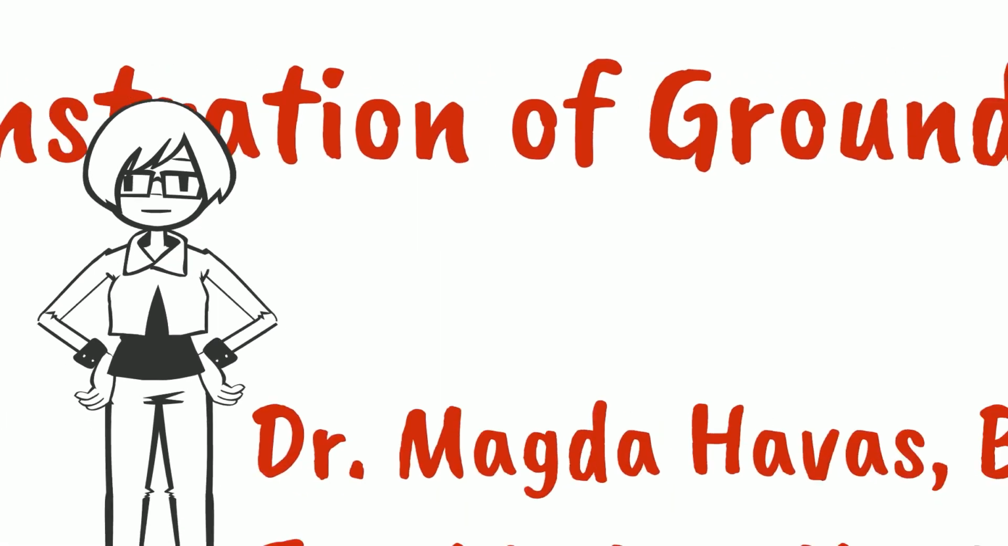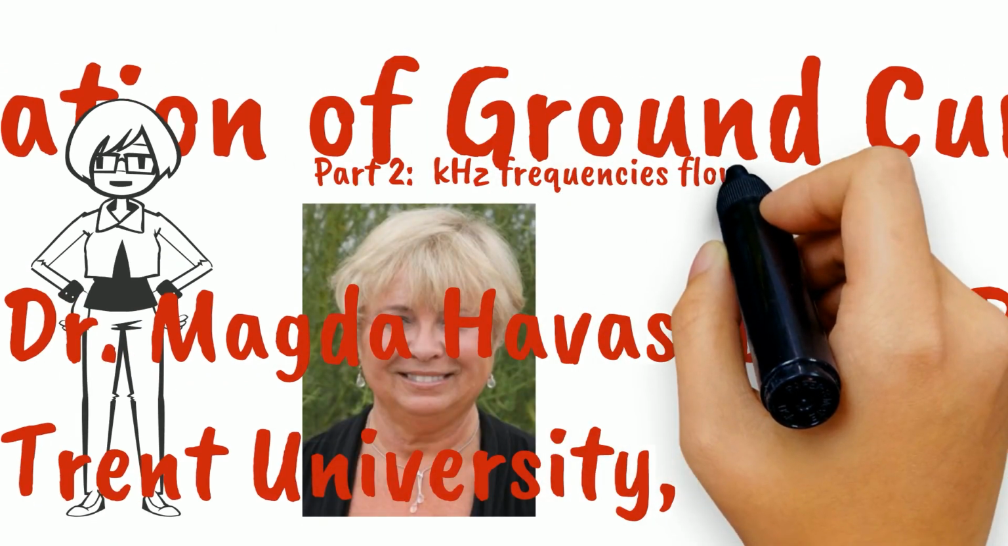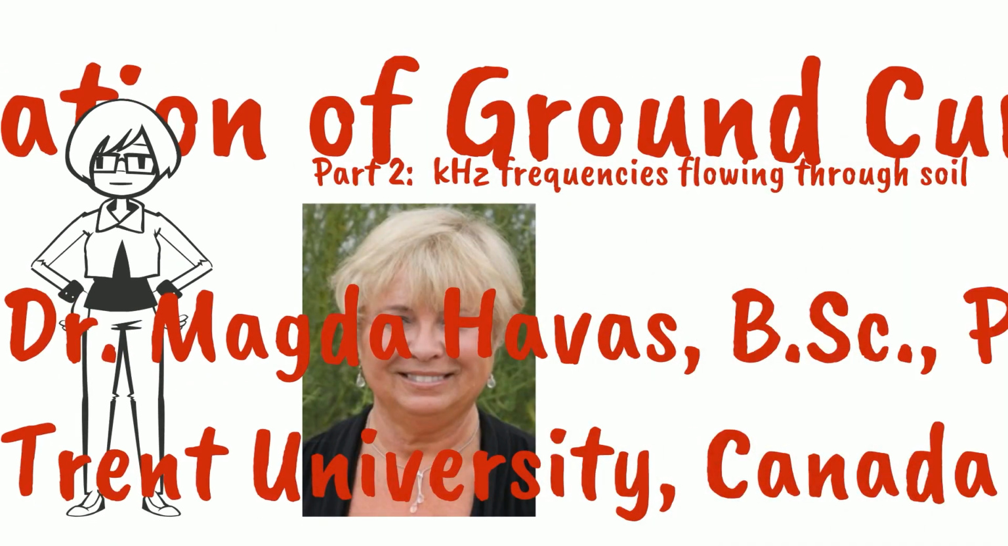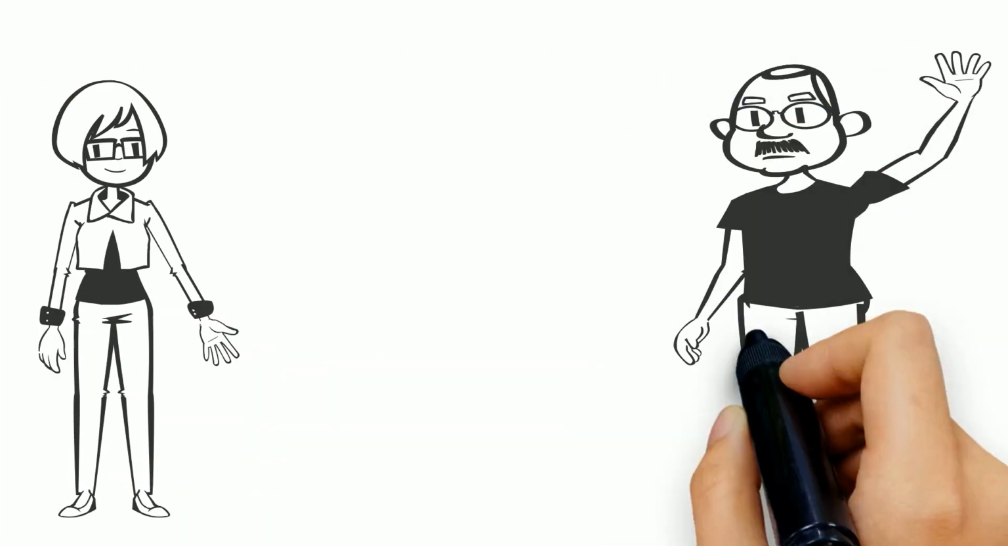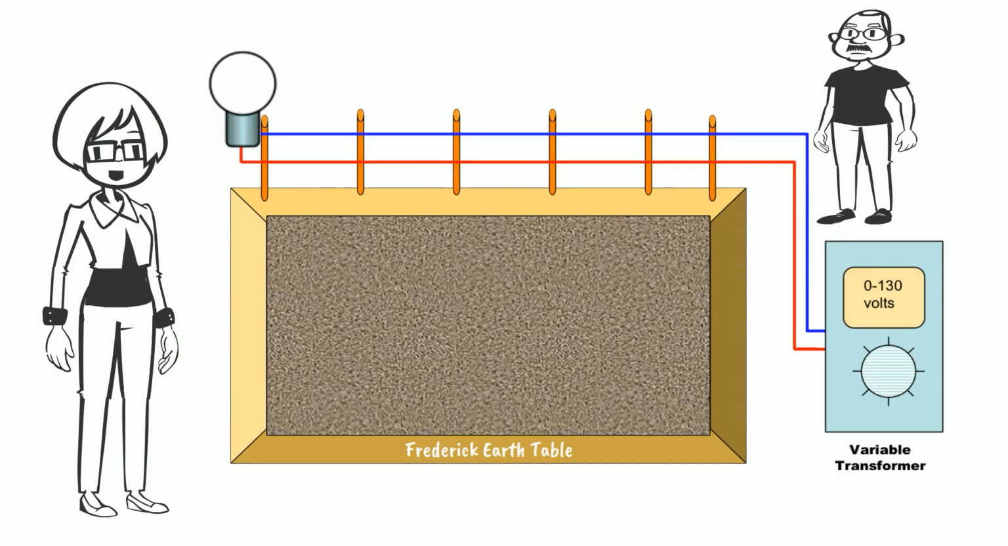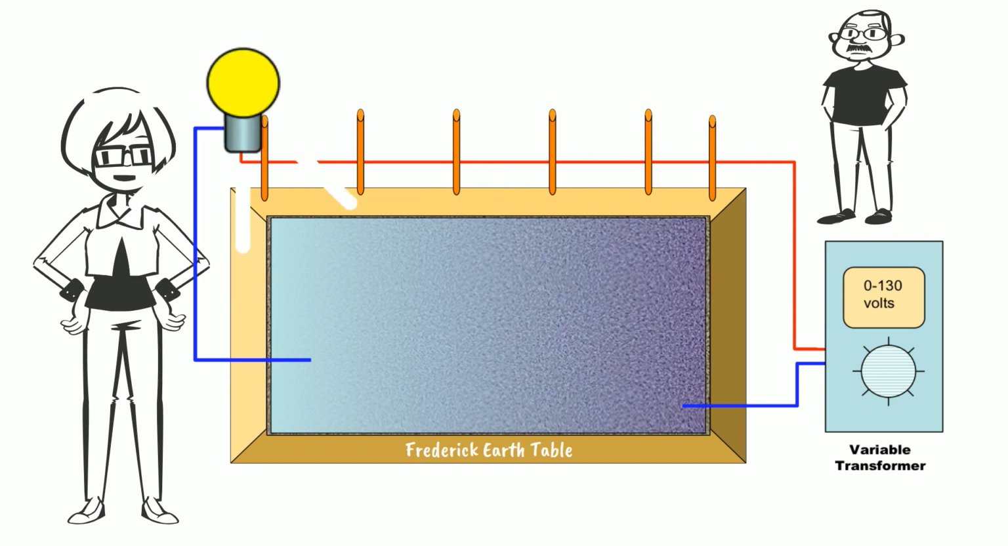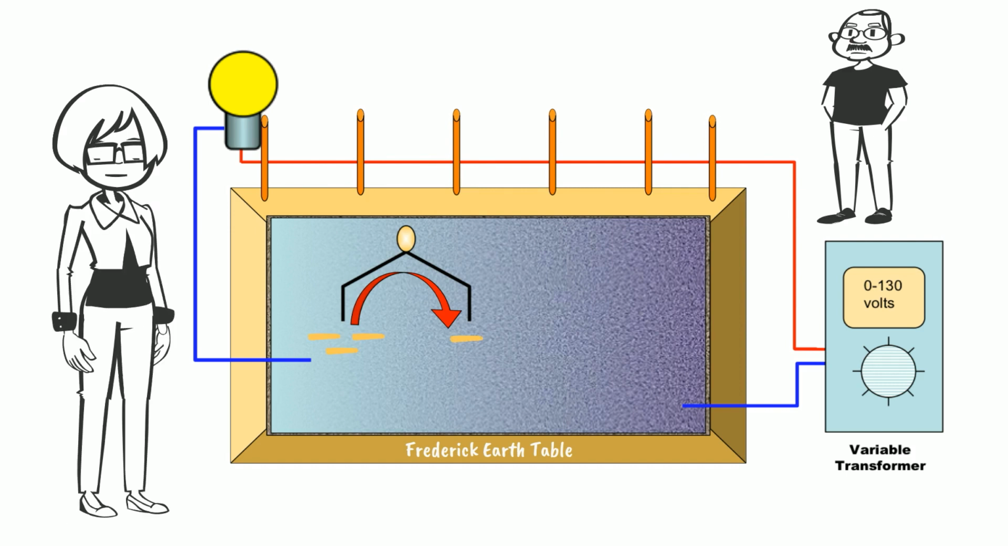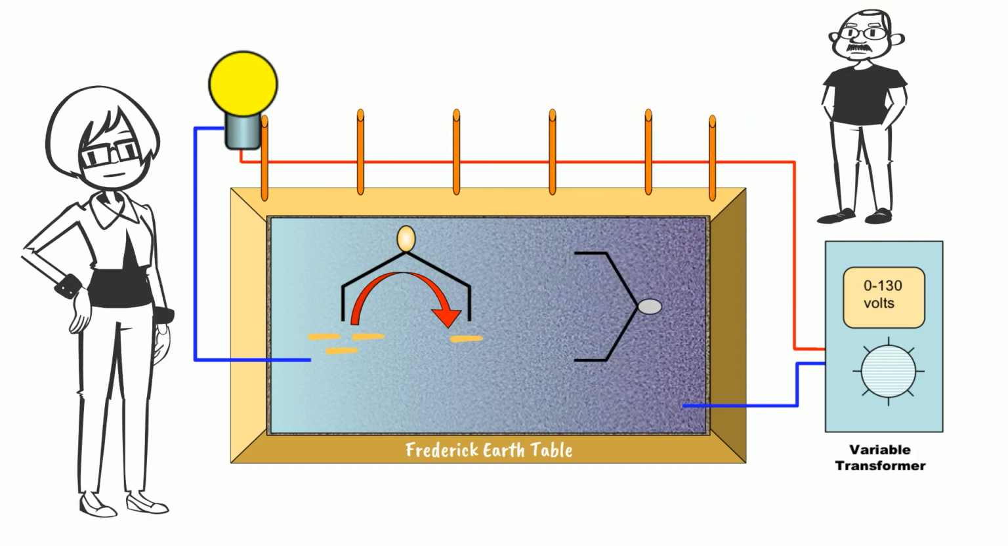Hi, I'm back. Today we are going to watch a demonstration of high-frequency electromagnetic energy flowing through soil. Ralph Frederick is back by popular demand. In a previous video, Ralph demonstrated his Frederick Earth table. In that demonstration, Ralph showed us that current can flow through moist soil. Enough current was generated to light an LED bulb placed in the soil when that bulb had each copper foot at a different electrical potential. However, when the electrical potential at both copper feet was the same, nothing happened.